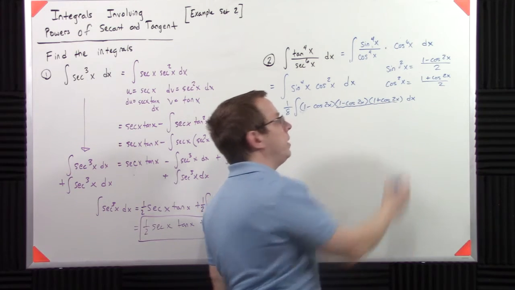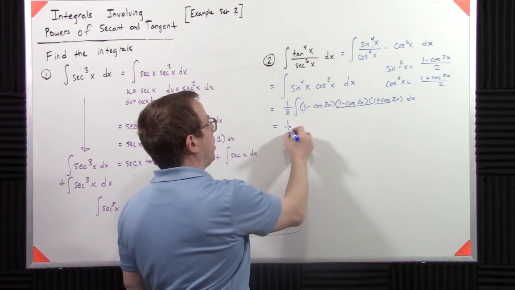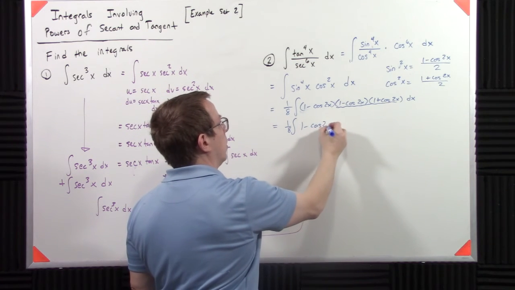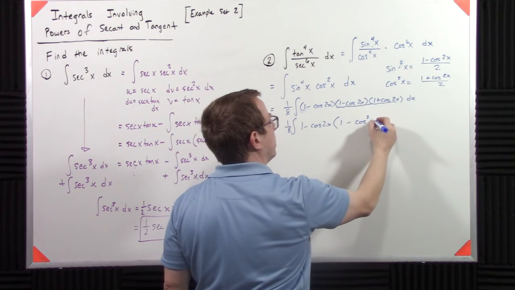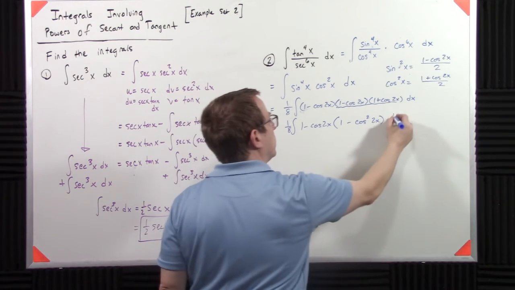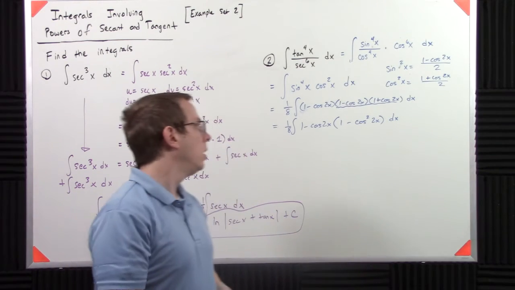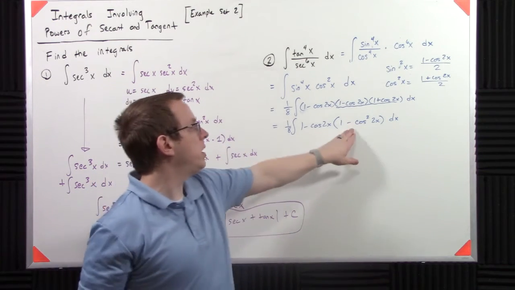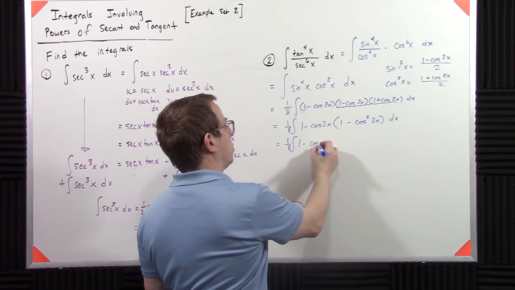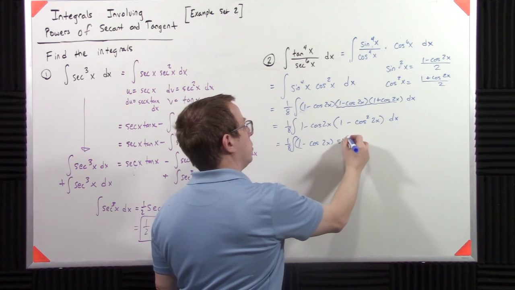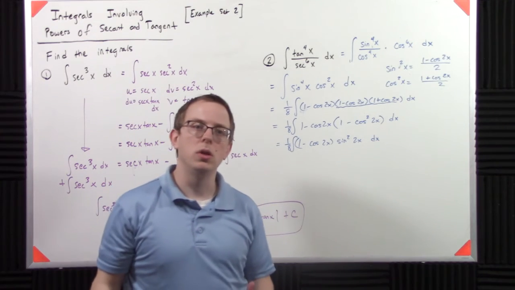Now what I notice is this piece. That's a difference of squares. That's a 1 minus something and a 1 plus something. So I actually get 1/8 times 1 minus cosine 2x times 1 minus cosine squared 2x. So why is that helpful? Well, that's helpful because this is actually sine squared. So then I get 1/8, 1 minus cosine 2x, sine squared 2x dx.